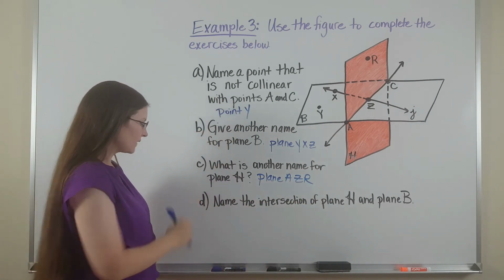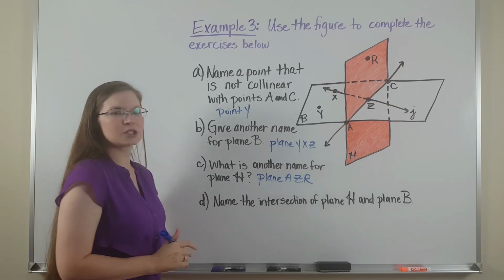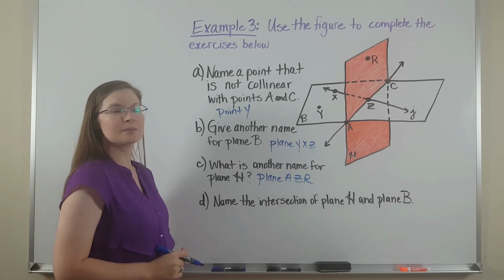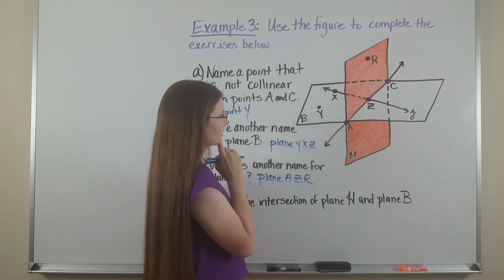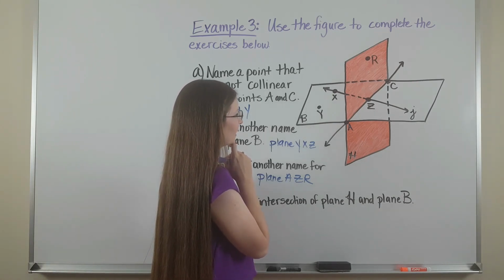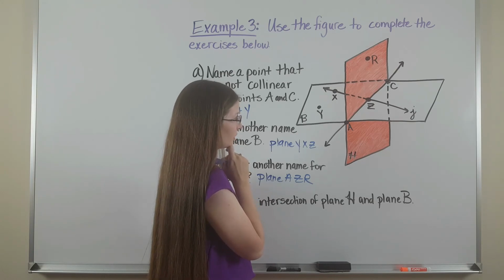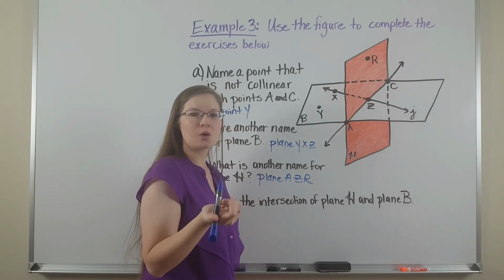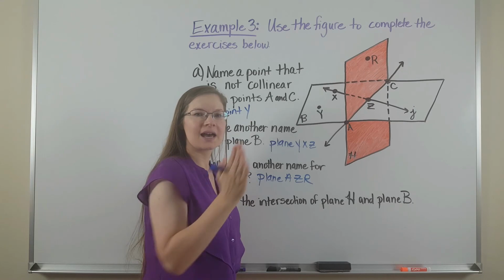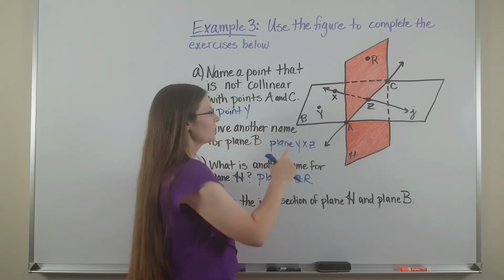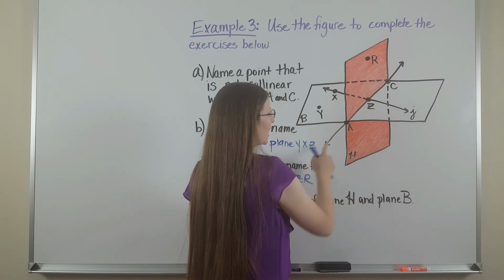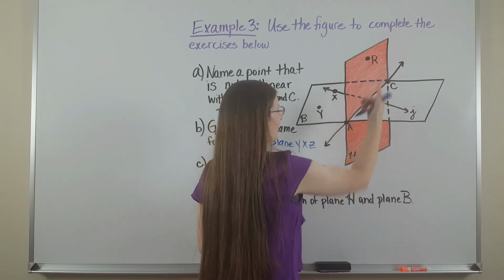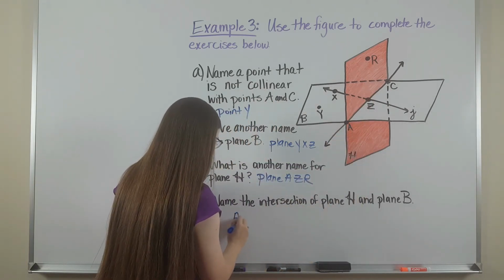All right. And then letter D says, name the intersection of plane H and plane B. Okay, so let me see here. Plane H and plane B cross each other, and planes always intersect at a line. Okay, so this line is where the 2 planes intersect. And we could call this line AC if we wanted to.